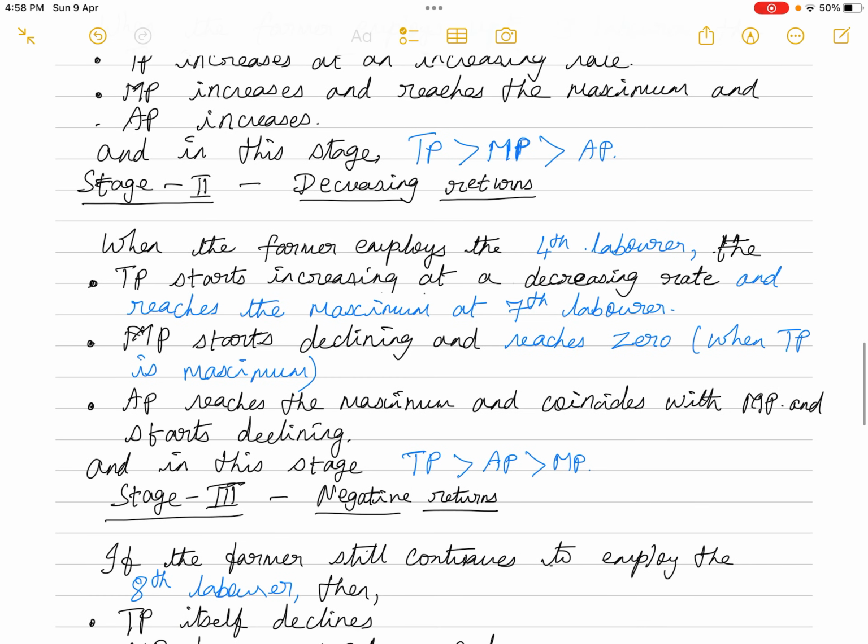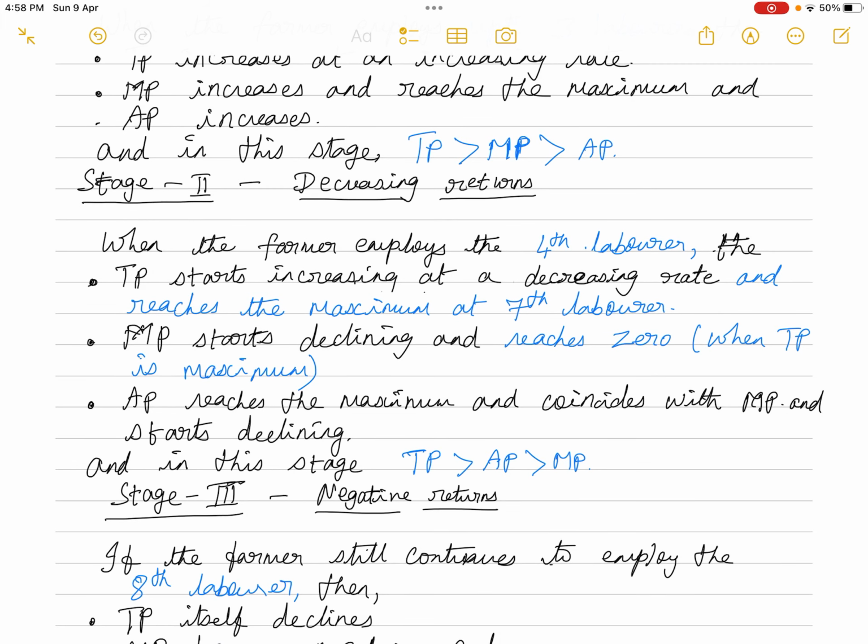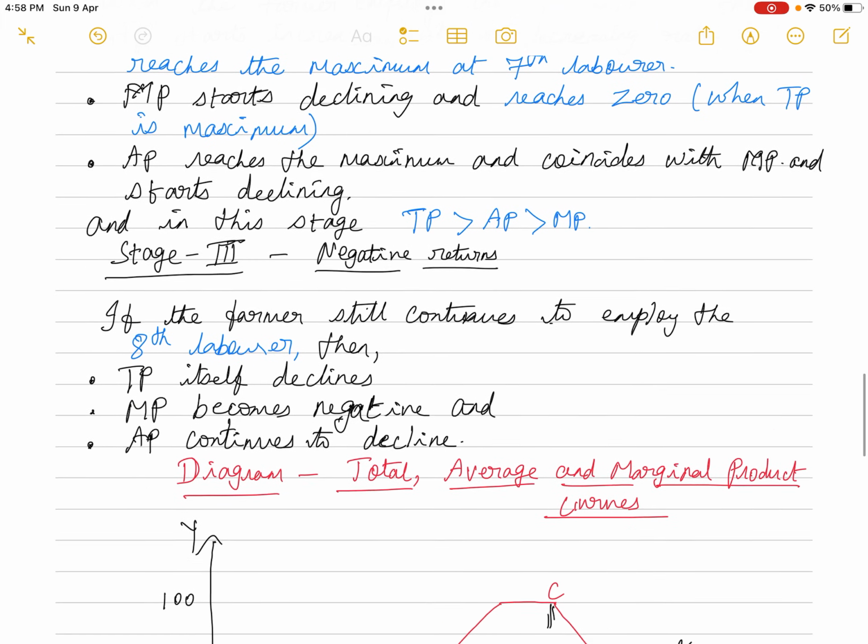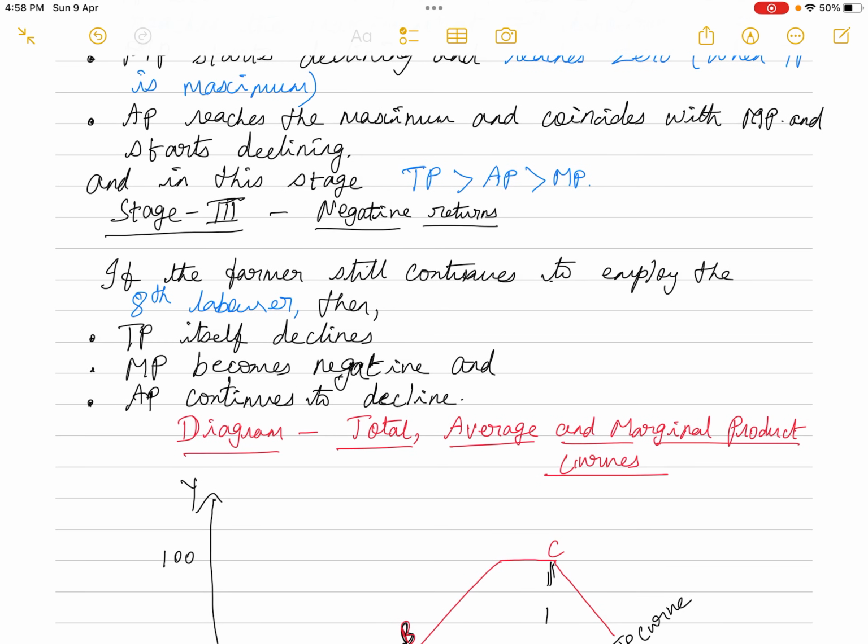And in this stage, TP is greater than AP and MP. So you can see that in the first stage, TP is greater than MP, which is greater than AP. In the second stage, AP will become more than MP. Okay, that happens in the second stage.